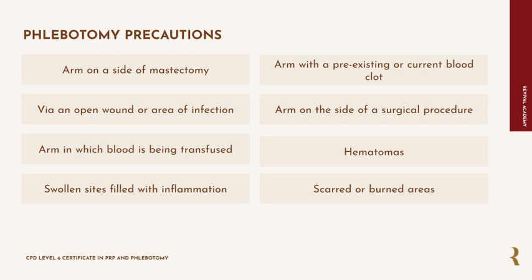You can still do the phlebotomy, but it's safer to pick the other arm and try a vein from that side. Also, you can't do it via an open wound or an affected area, especially if it's right next to the injection site. Just take it from the other arm if that's the case. And you can't take blood from the arm which has had a blood transfusion, and you can't do it on an arm with an existing or pre-existing blood clot.